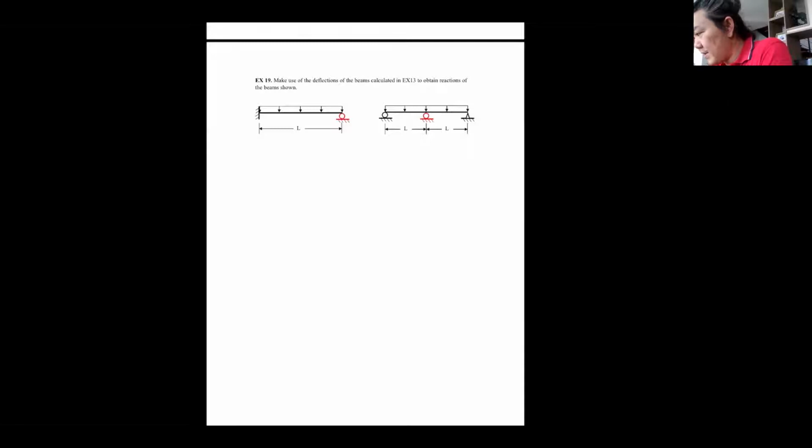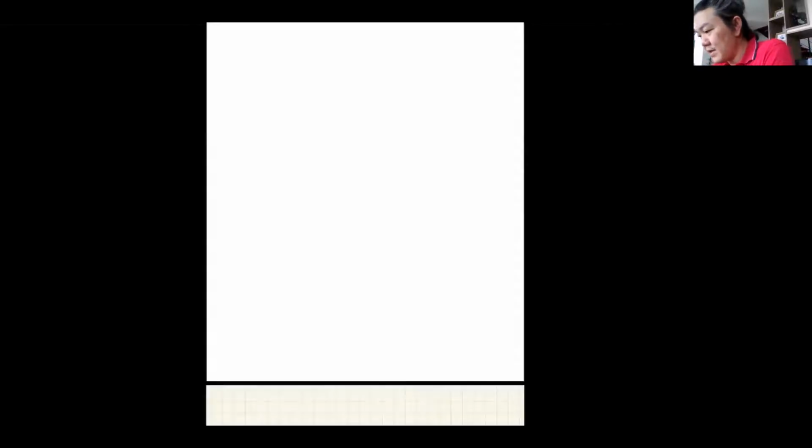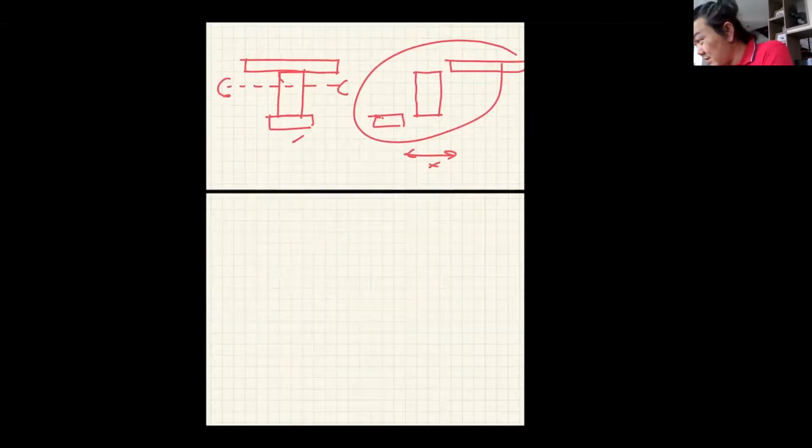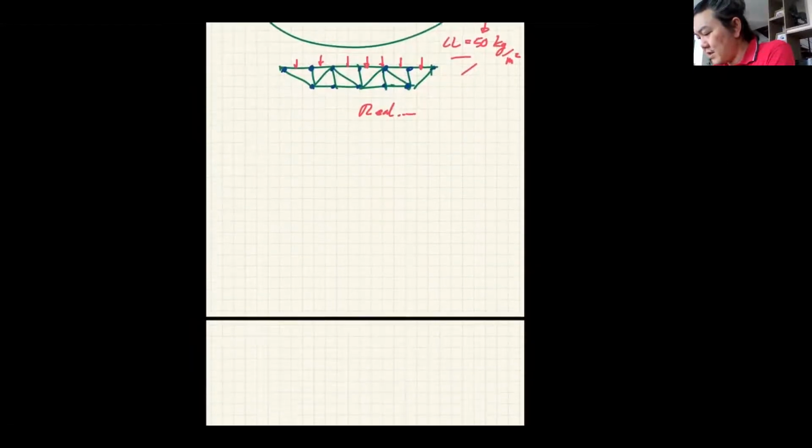I have previously mentioned the indeterminate structure. Oh, that's the wrong subject. Here it is. Okay. I have previously mentioned the indeterminate structure before.